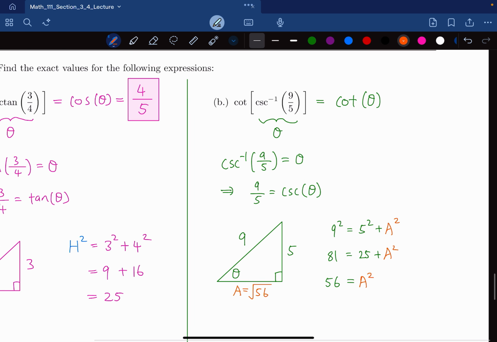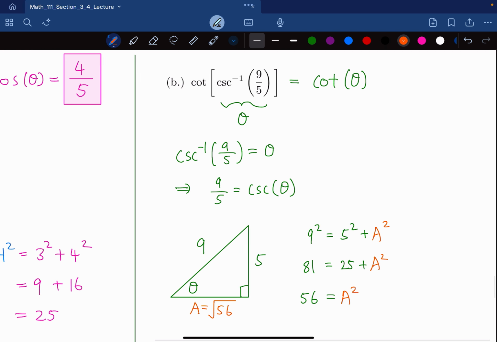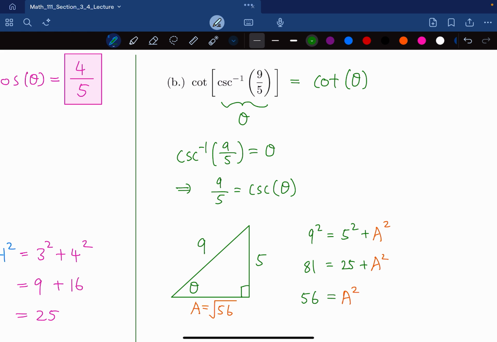Okay. Again, once we complete our triangle, then this problem becomes very easy. Cotangent is adjacent over opposite. So the answer is just radical 56 all over 5.